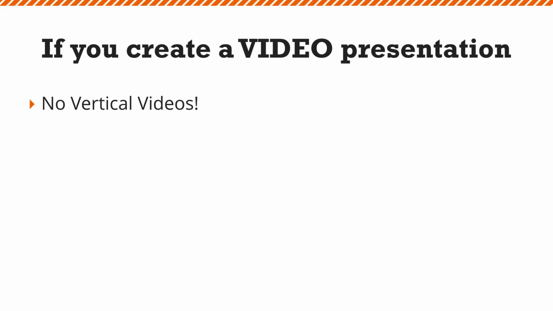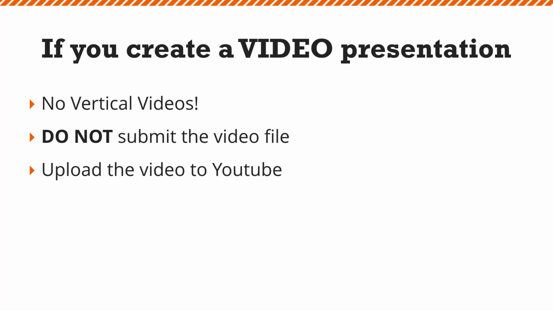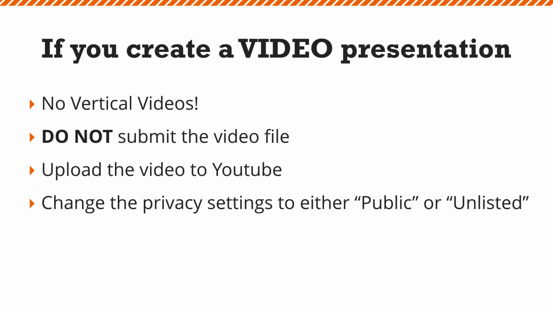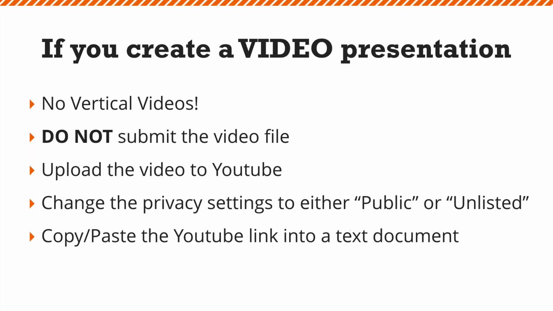But again, just like if you are using an online presentation tool, you do not need to submit the actual video file. Please upload the video to YouTube. Change the privacy settings to either public or unlisted. Then copy and paste the YouTube link into a text document and submit the text document. That way, all we have to do is copy and paste your YouTube link into our browser, and it will take us directly to your video online. And your video file won't be taking up hard drive space on my computer. So it's a win-win.